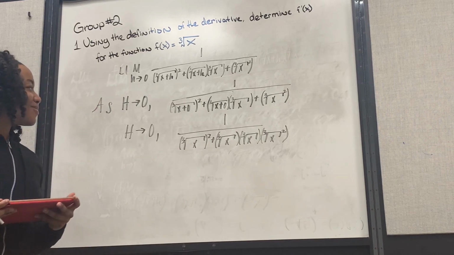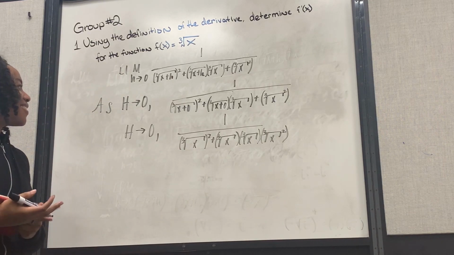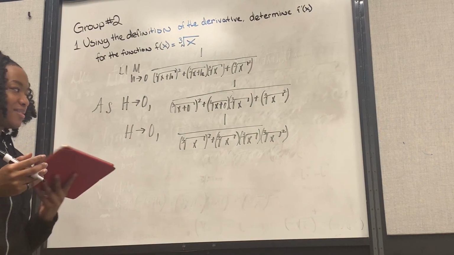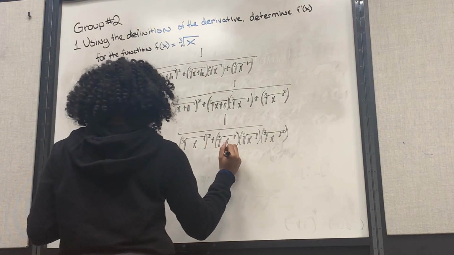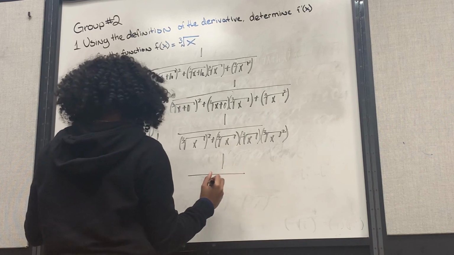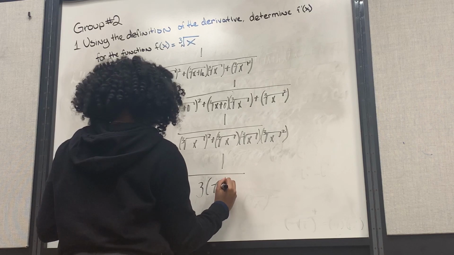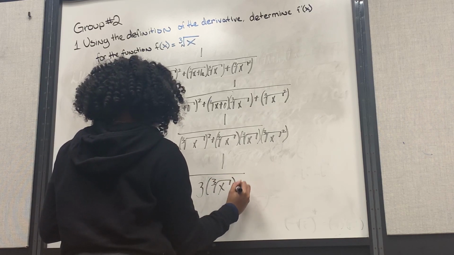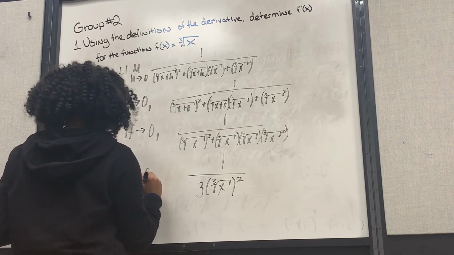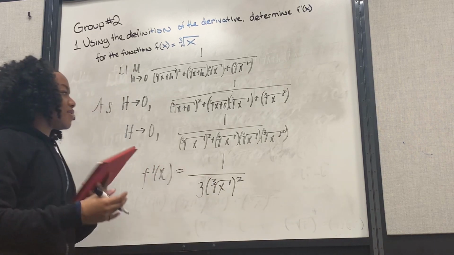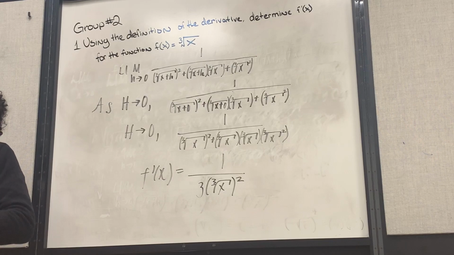Now, since we have seen what the function does as h approaches 0, we are going to simplify the function. And this is what the simplified version of the limit is.